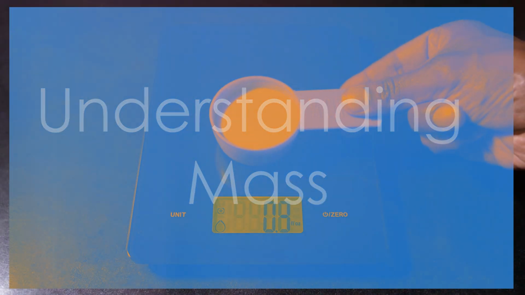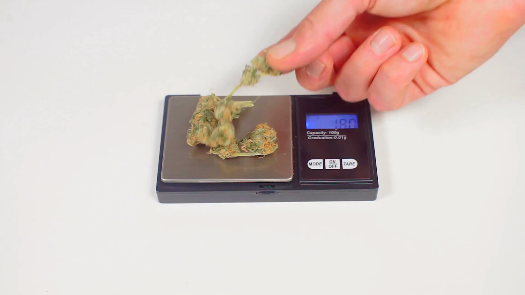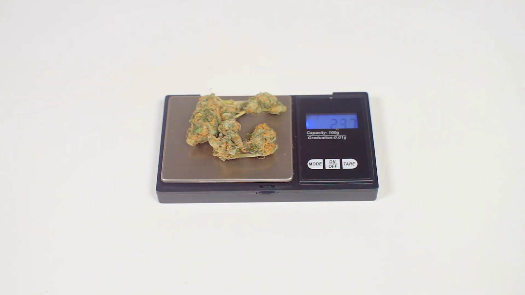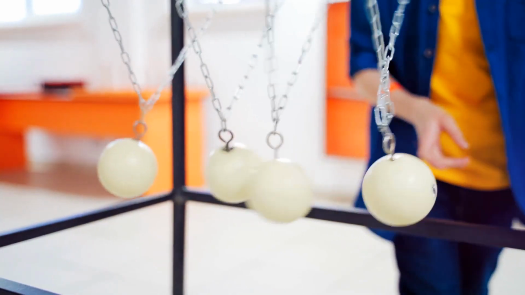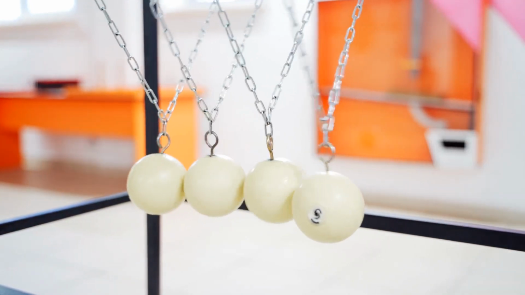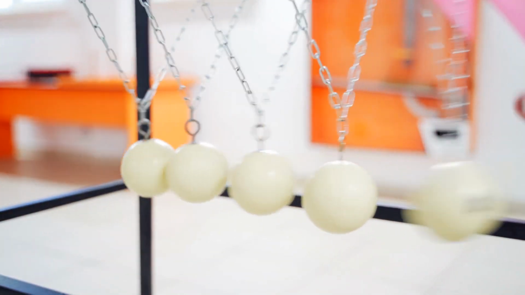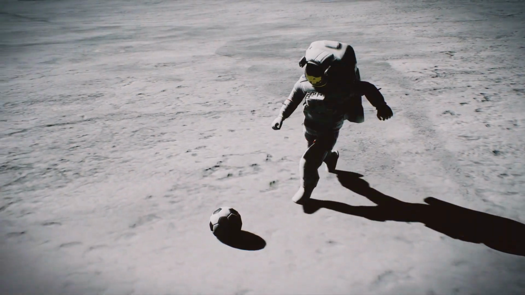Let's begin with mass. Mass is how much matter is inside something, and we usually measure it in grams or kilograms. Mass is different from weight. Mass doesn't change based on where you are, but weight can change because it depends on gravity. An object on the moon weighs less than on Earth, but its mass stays the same.